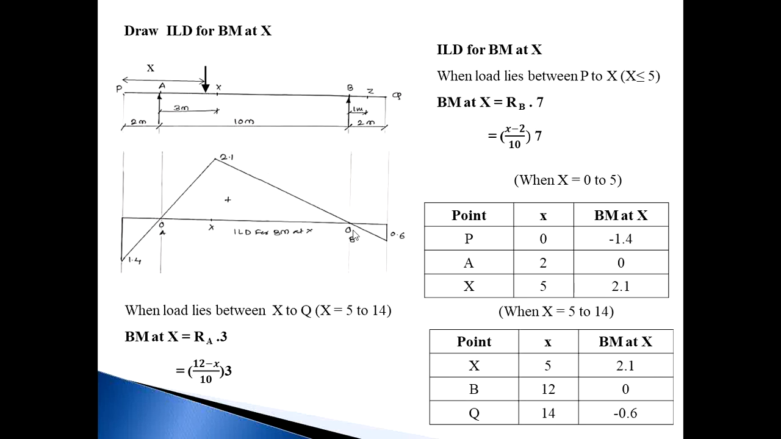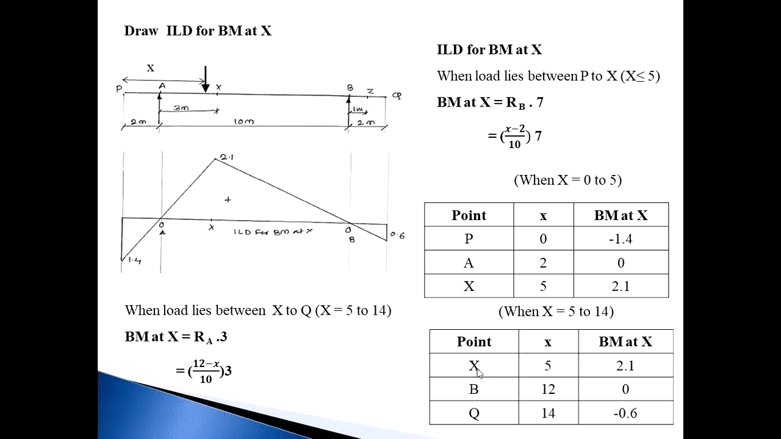Then put x equal to the B point distance, which is 12 meters. So 12 minus 12 is 0, 0 divided by 10 becomes 0. Then at point Q, x is equal to 14. Put this 14 in this equation, you get minus 0.6. By considering all these values, or all coordinates, plot on this diagram. First of all, minus 1.4, minus indicates you should draw at the bottom of this baseline. Then at point A, 0. Then at point X, it will become 2.1.